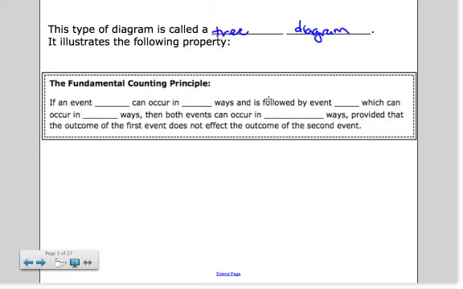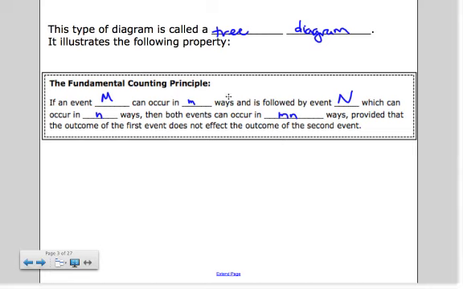It illustrates the following property, called the fundamental counting principle. If an event M can occur in m different ways, and is followed by event N, which can occur in n ways, then both events can occur in m times n ways, provided that the outcome of the first event does not affect the outcome of the second event.